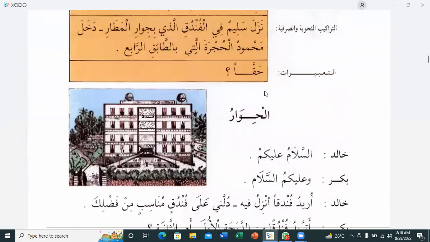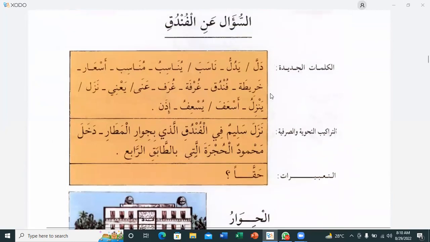Ma'am, what does nasaba mean? Nasaba is the fele mazi, past tense, and yunasibu is fele mudare. And munasibun, basically the meaning of all these words is suitable. And Asar? Asar is price. P-R-I-C-E, price.